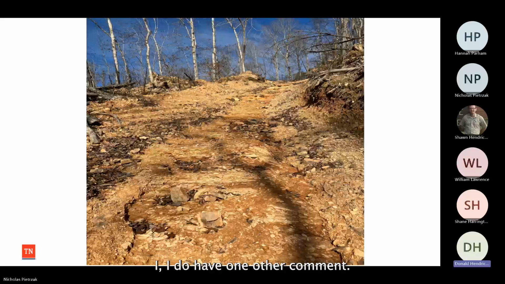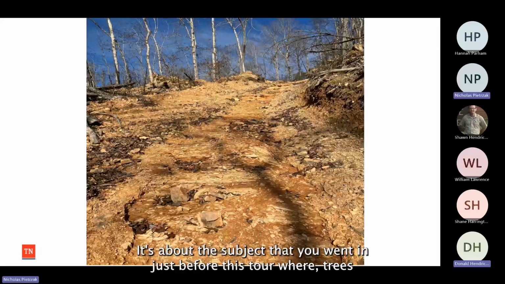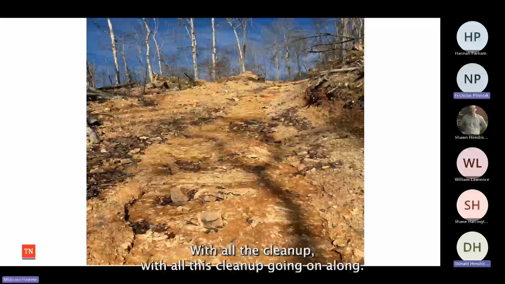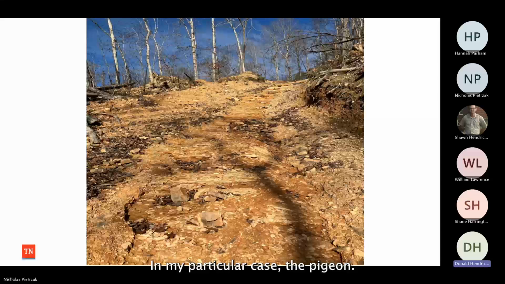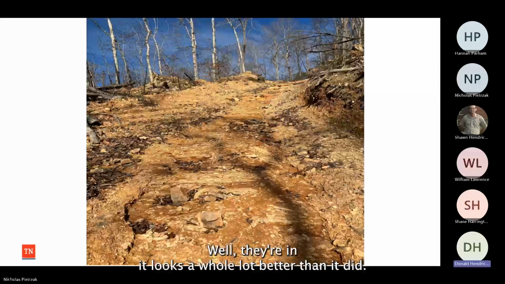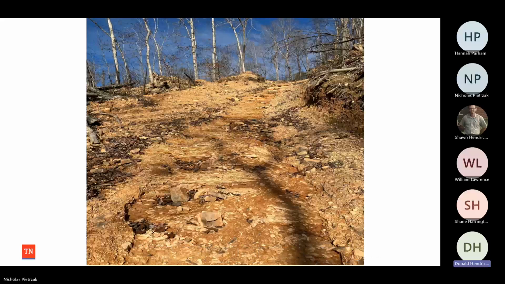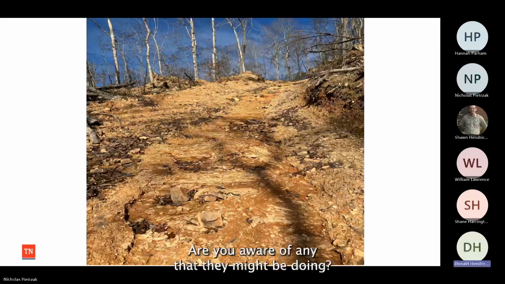I do have one other comment about the subject you went into just before this, where trees were falling into the river, the Pigeon River and things. With all this cleanup going on along, in my particular case, the Pigeon, it looks a whole lot better than it did, but are they going to put any kind of new tree plantings or anything in there? Are you aware of any that they might be doing?